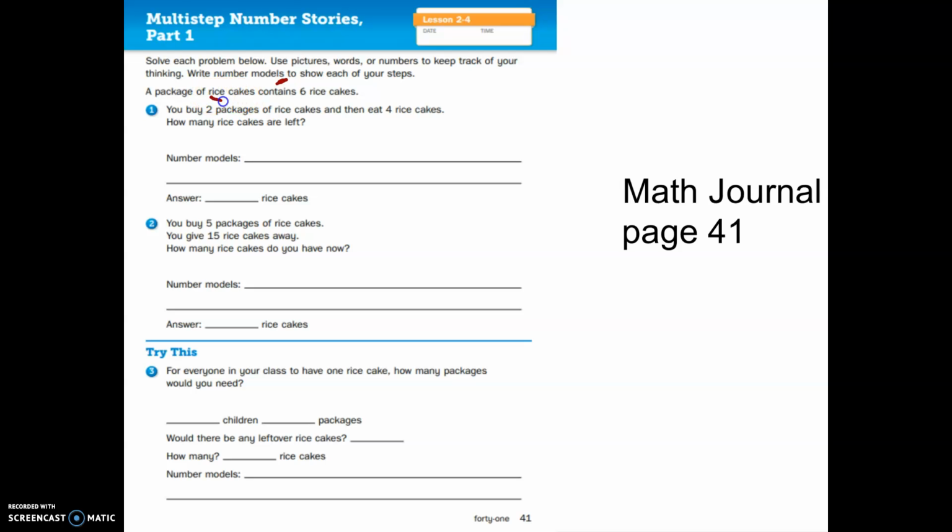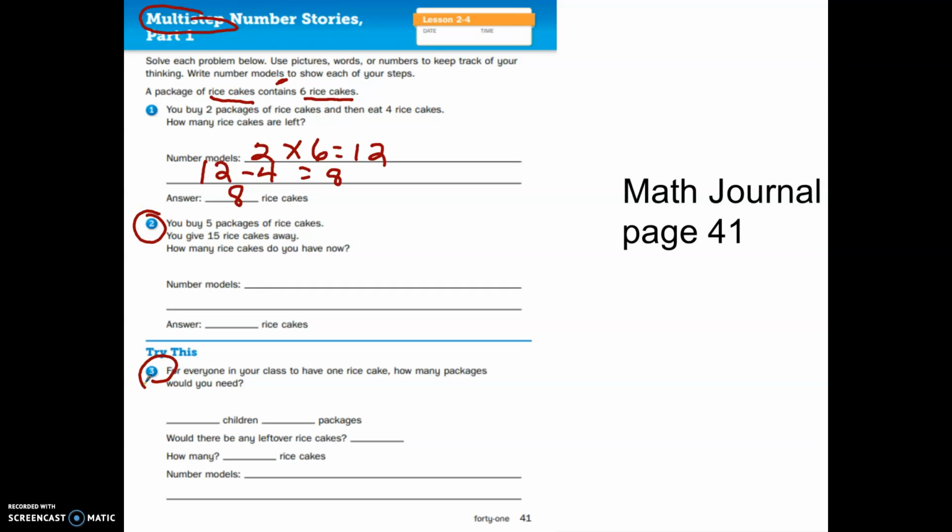A package of rice cakes contains 6 rice cakes. That's information you need to know. You buy 2 packages of rice cakes. So 2 packages of 6 equals 12. That's my first number model. Then you eat 4 of them. So if I had 12 and I ate 4, there's going to be 8 left. So the answer is 8 rice cakes. This is an example of a multi-step number problem because I had to do 2 things in order to solve the problem. So you try number 2 and number 3.